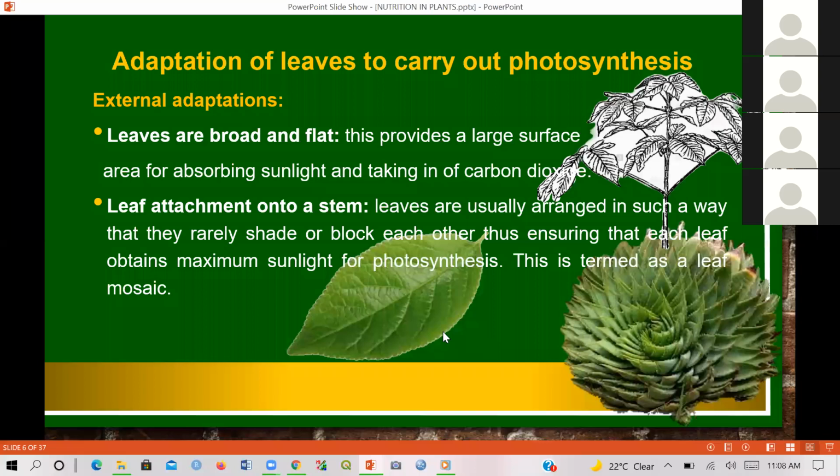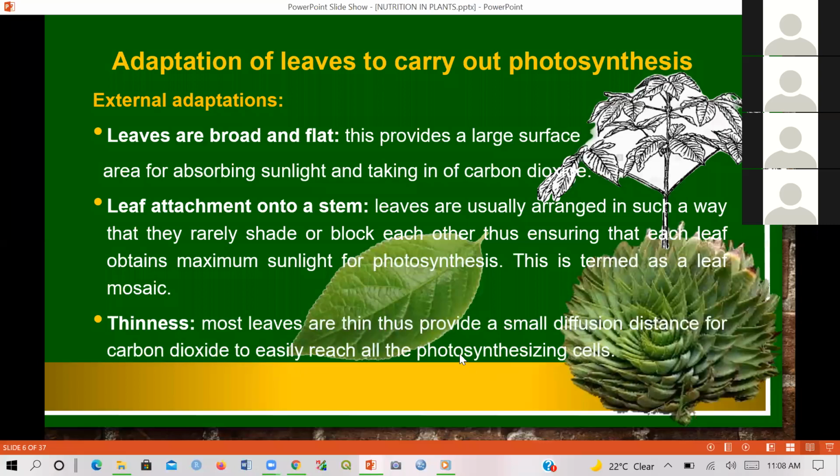Then another adaptation is the thinness. Most leaves are thin. They have a very thin lamina. Now the thin lamina provides a small diffusion distance for carbon dioxide to easily reach all the photosynthesizing cells.